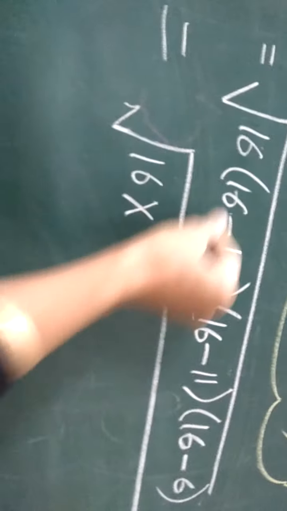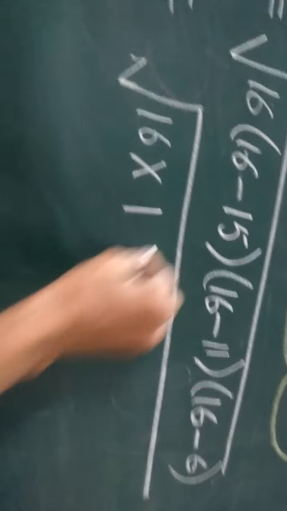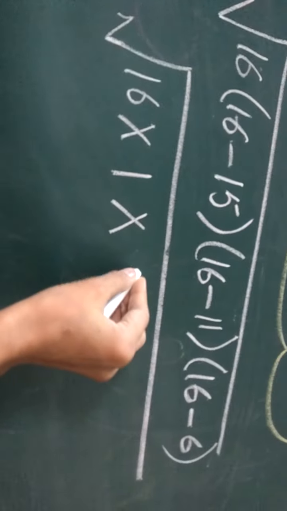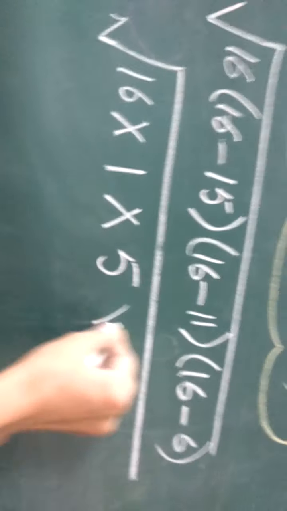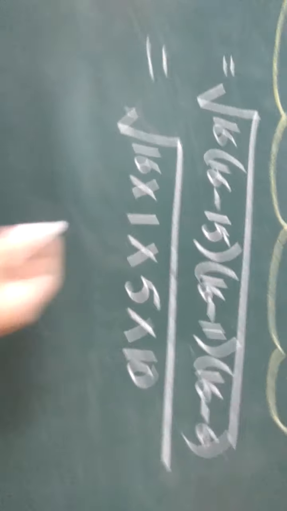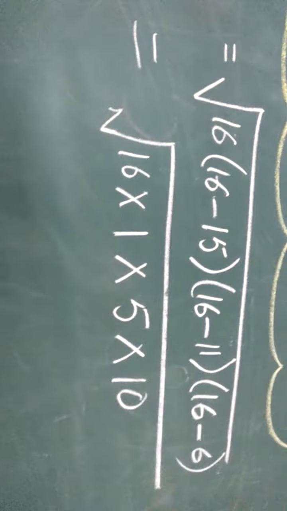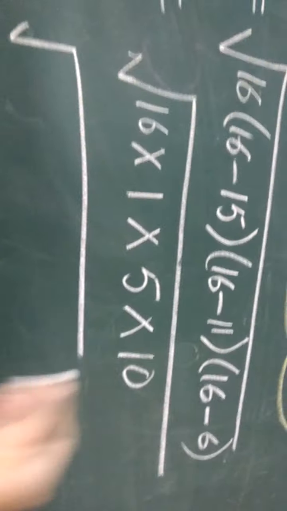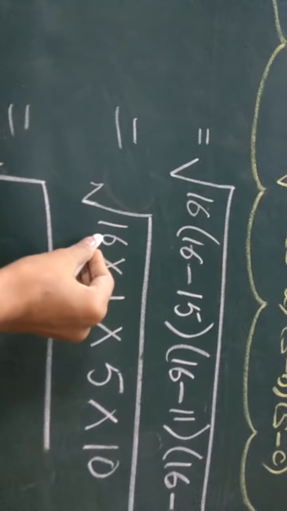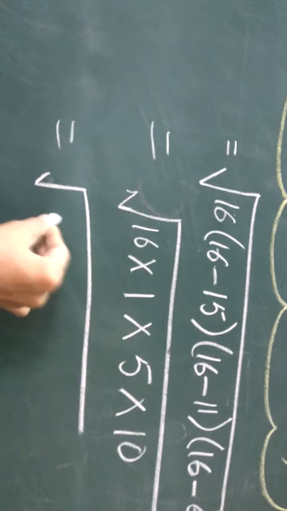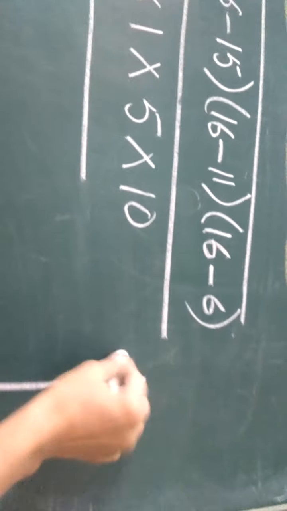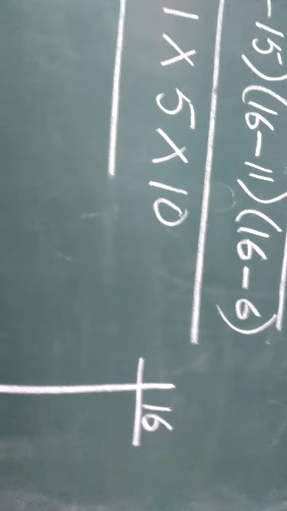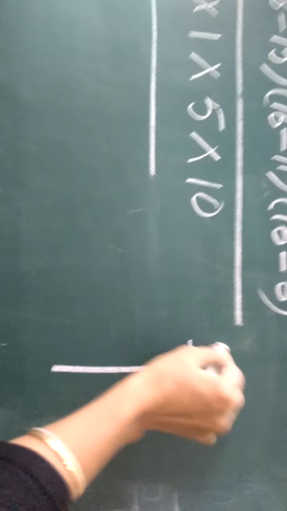16 into 16 minus 15 is 1. 16 minus 11 is 5. And 16 minus 6 is 10. So I told you, to solve the square root, dear students, we have to make the pairs. So let us split them into pairs. If you can directly split them, you can directly do it. If you do not know how to split them, you can use prime factorization to get these values.